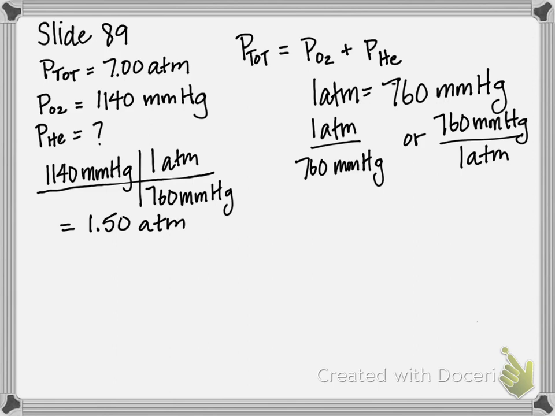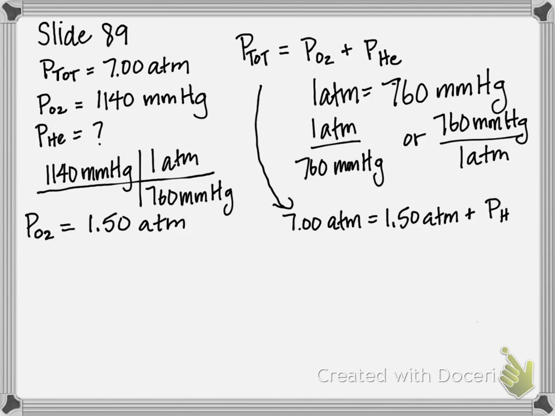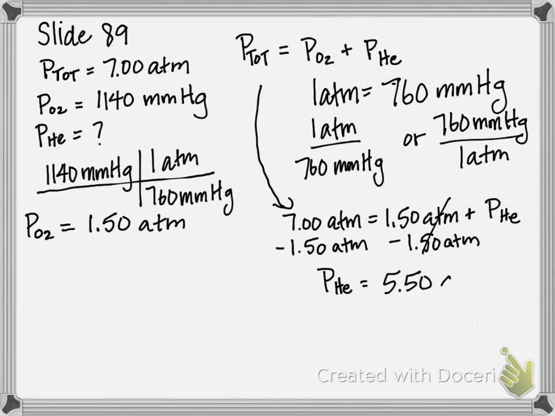So now I'm in the same pressure unit, and I can use my Dalton's law that I've set up at the top to solve for the partial pressure of helium. So we're going to come down here, plug into this equation my total pressure, 7 atmospheres, and that's equal to the partial pressure of oxygen, which is 1.5 atmospheres, plus the partial pressure of my helium, which is what we're trying to determine. Then it's just a simple algebra problem when we subtract 1.5 atm from both sides, and we get that the partial pressure of helium is equal to 5.50 atmospheres. And that's the answer to our problem.